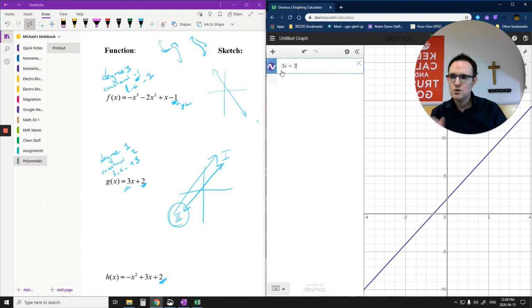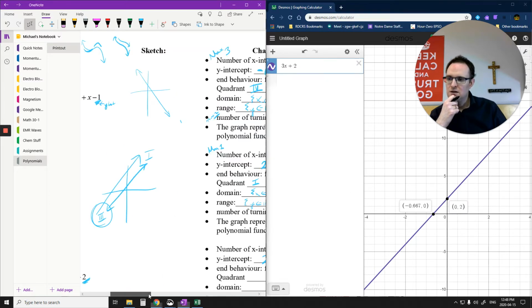3x plus 2, so that was what my graph looked like there. It crosses once, has no turning points because it's a nice straight line. You can see my y-intercept was 2. So that's what that looked like.